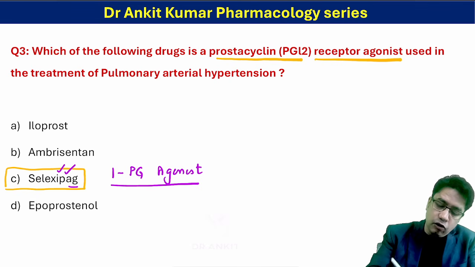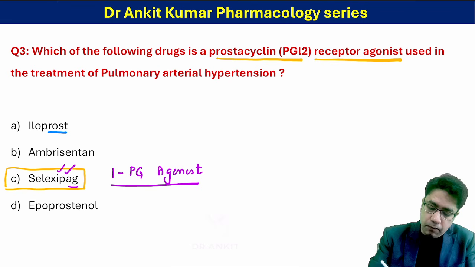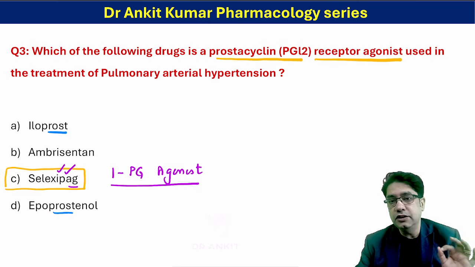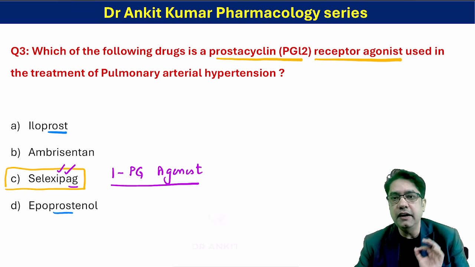Now, what about iloprost and epoprostenol? Remember, these drugs are not receptor agonists.